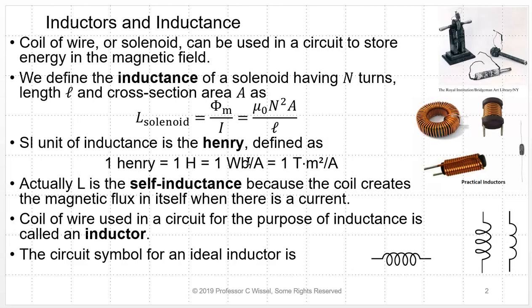Now, don't get the symbol L confused with the little l for length. These are two different things, so be very careful with that. A coil of wire used in a circuit for the purposes of inductance is called an inductor. The circuit symbol for an ideal inductor is this little squiggly line, and there are all different ones. These are 3 different versions of that, and there may be other ones out there. And by the way, here are some pictures of these.